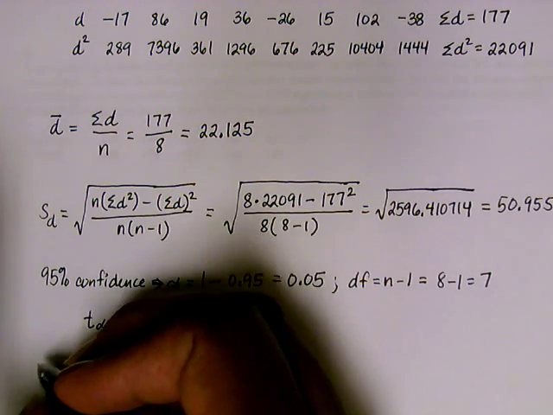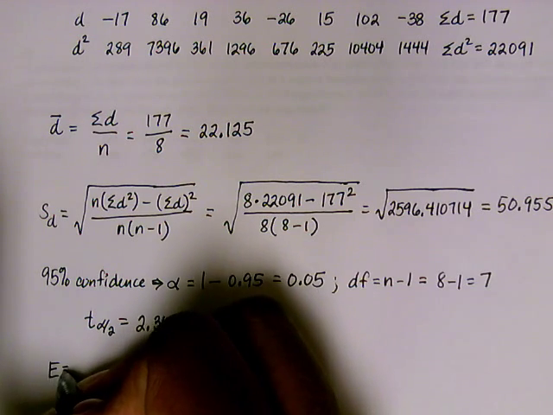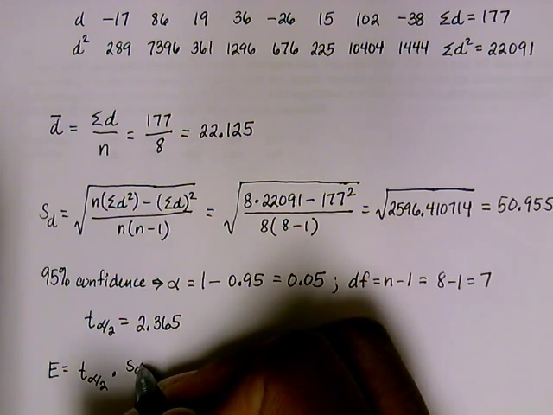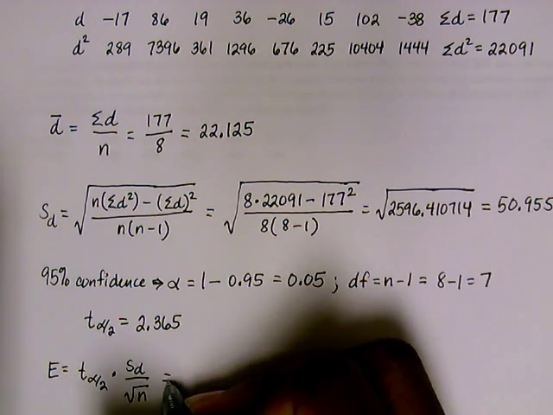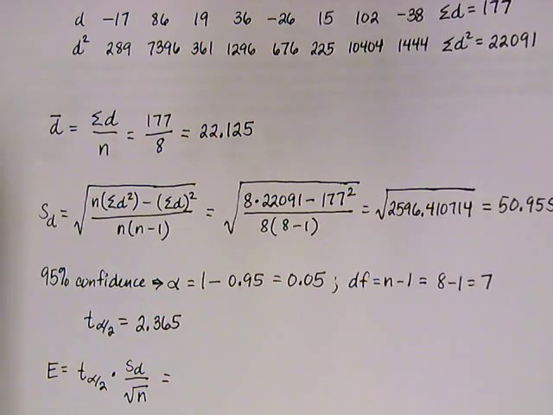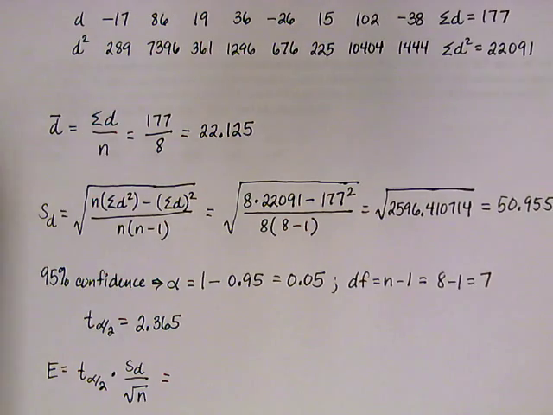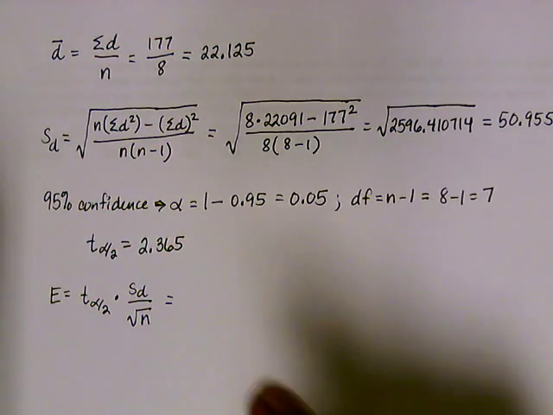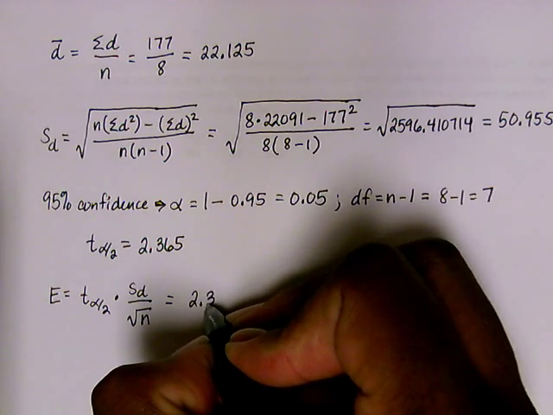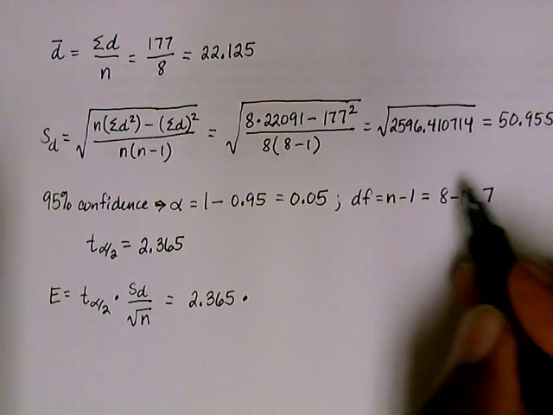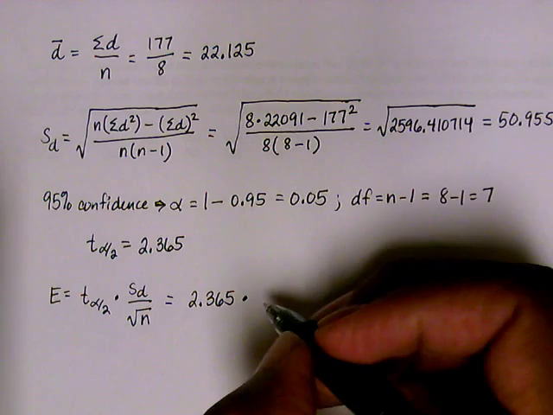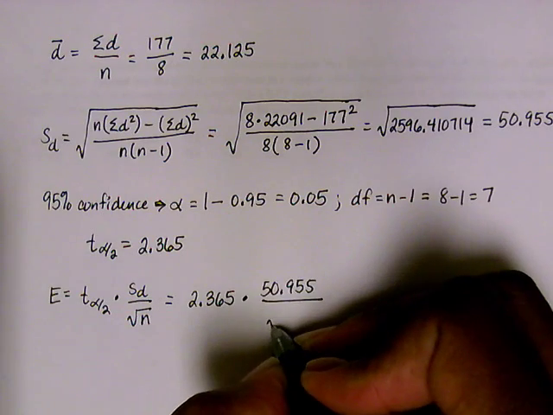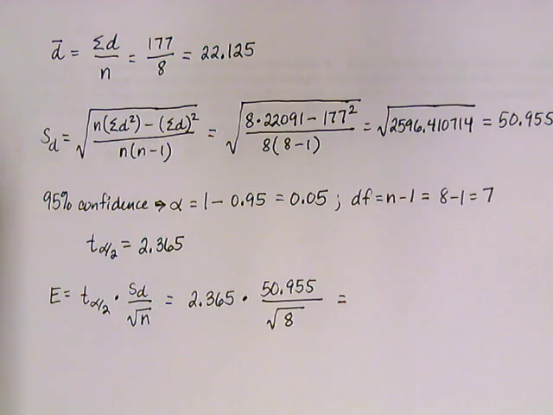Okay, and then I'm going to find the margin of error using t of alpha over 2 times s of d over the square root of n. Now you see why it's important to find s of d, because you're going to have to find out what s of d is to find out what your margin of error is. T of alpha over 2 was 2.365 times the s of d was 50.955 over the square root of n. N was 8.